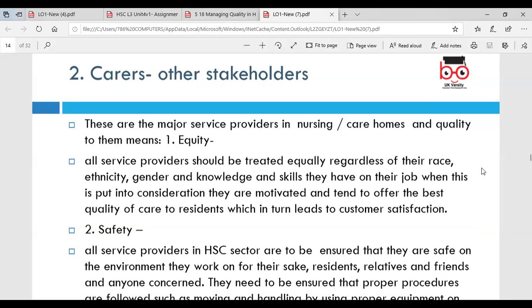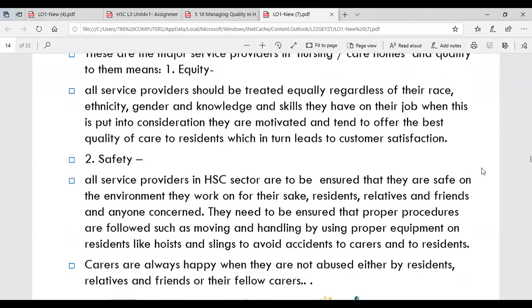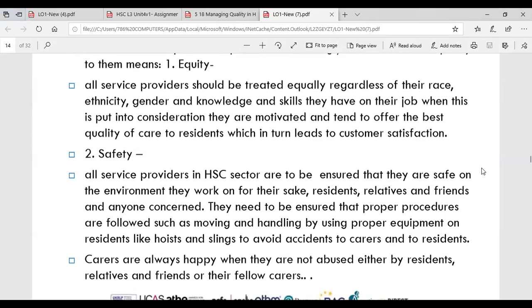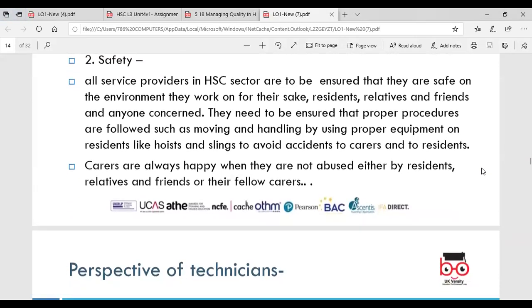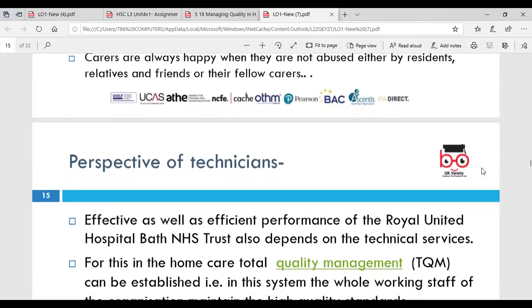And then safety. We've talked about safety again. There should be environmental safety for the residents, their relatives, the patients themselves, and anyone who's concerned. There should be proper mobility aids if they're required, and everything should be foolproof and safe, a safe environment for those patients and their carers, whoever is around them. Carers are always happy when they're not abused. And by abuse, I mean even being neglected comes under the category of being abused.